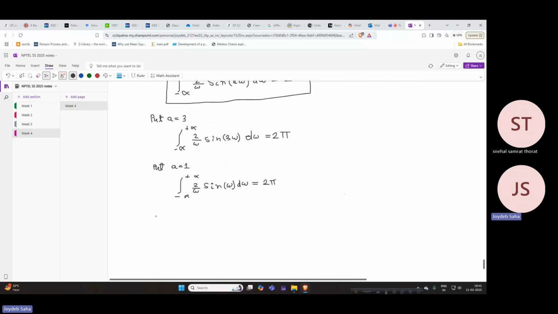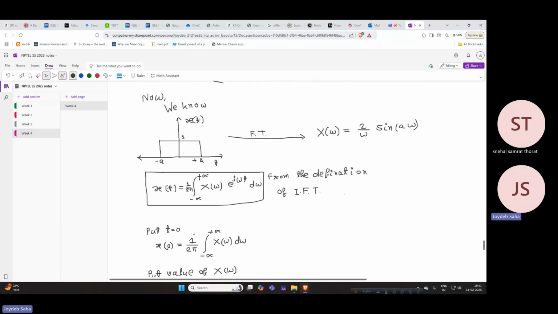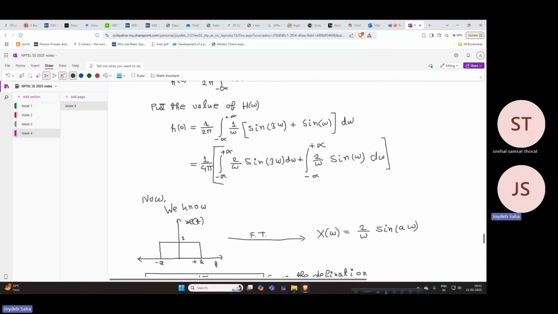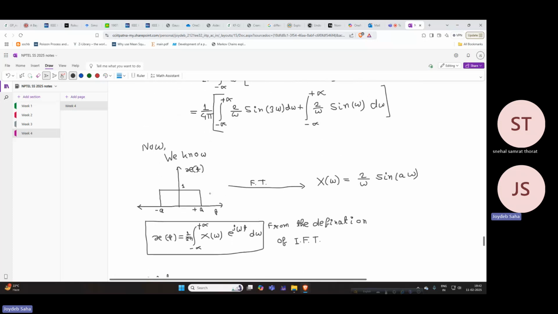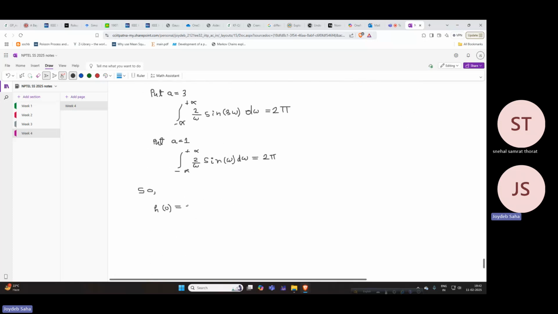Is equal to 2 pi. So h0 is equal to 1 upon 4 pi. Yes, sir. That's it.